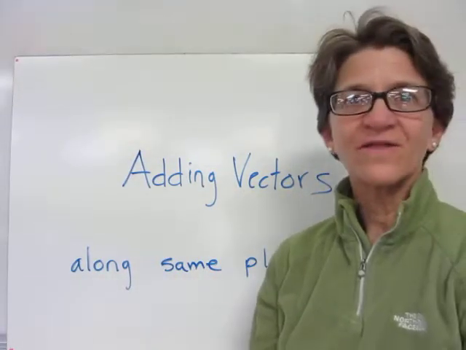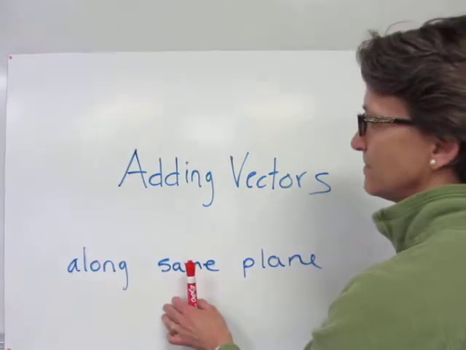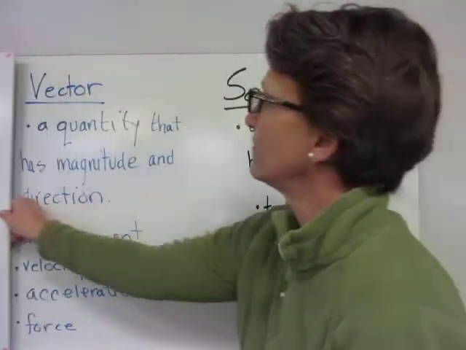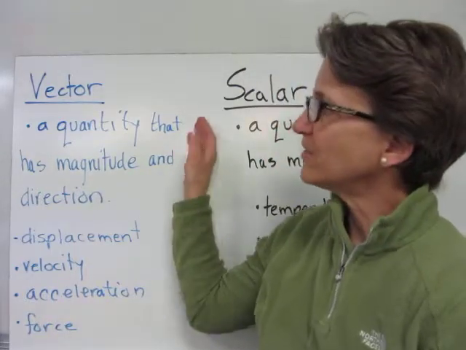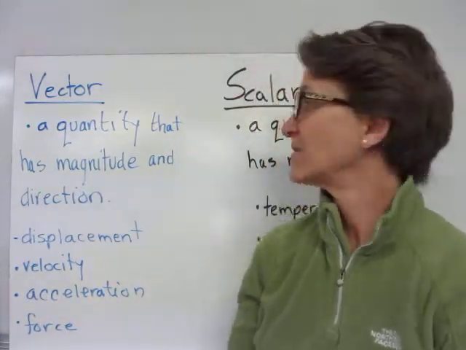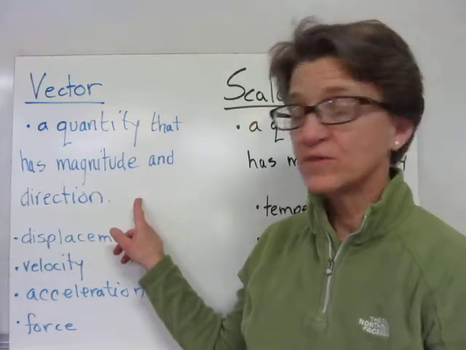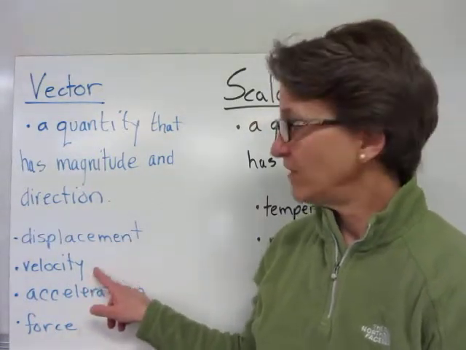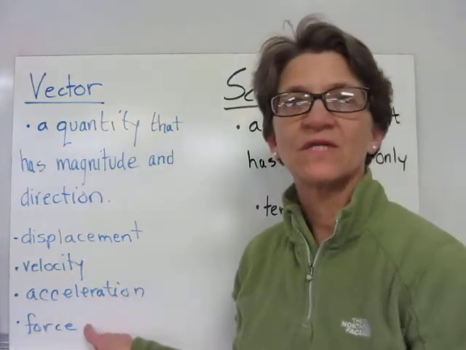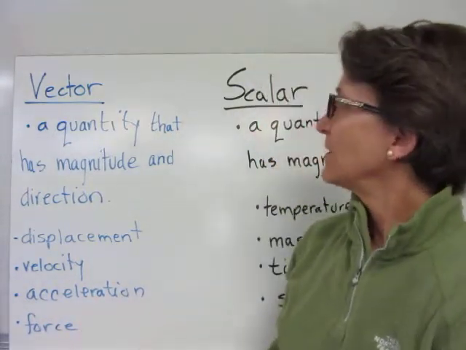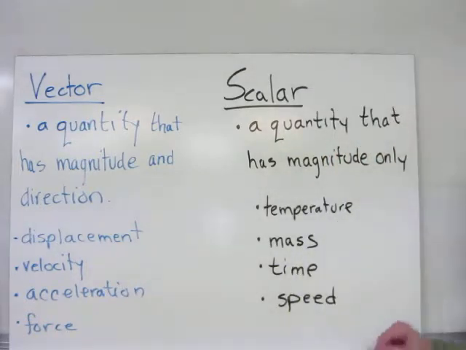Adding vectors along the same plane. So first of all, a couple of definitions. A vector is a quantity that has magnitude as well as direction. We've used it with displacement, velocity, acceleration, and a new quantity that we'll soon see, force. A scalar, on the other hand, is a quantity that has magnitude only, such as temperature, mass, time, and speed.